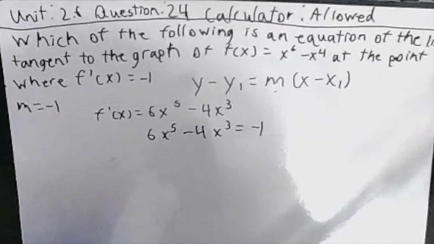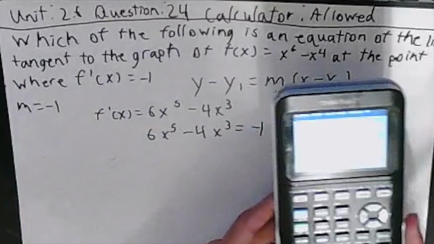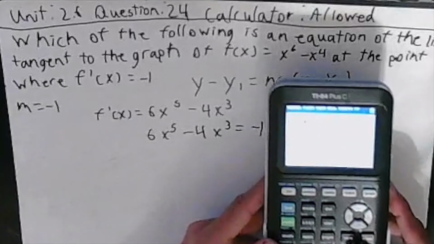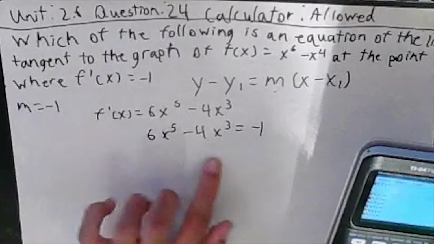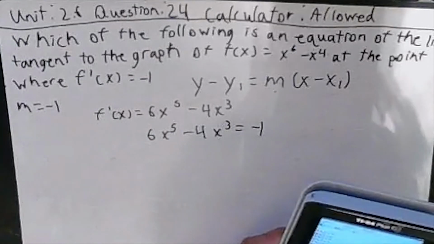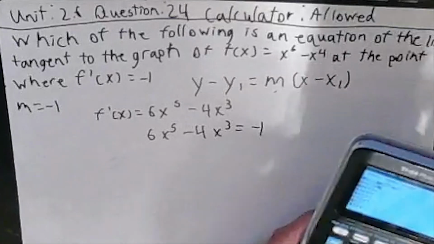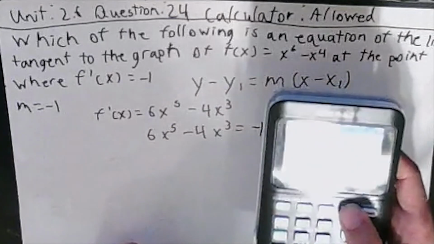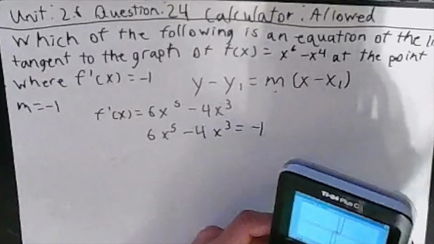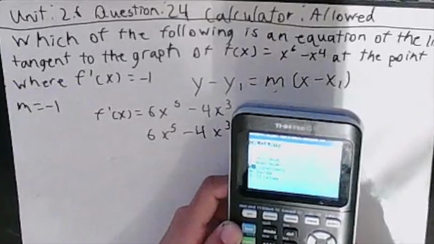Now to solve this, you actually can't solve it algebraically, so we're going to go ahead and use a calculator. What we're going to do is go to y equals. I don't know how well you can see it, probably not well at all, but we're going to type in this part of the equation, 6x to the fifth power minus 4x to the third power. And then for our y2, we're going to type in just negative 1. We're going to hit the trace button, and it's going to show us both lines. We're going to go to second, then calc, and then number 5, intersect.